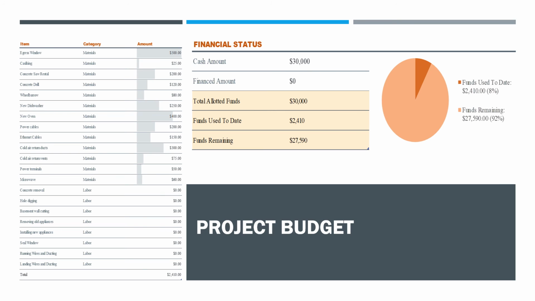Some of the biggest ones are the egress window, tool rentals, the new appliances, and the cold air returns end up being expensive. Additionally, you can see that the labor section of the itemized project budget is all zero because the homeowners and tenants are all willing to improve the house together and complete the project without any monetary benefit.